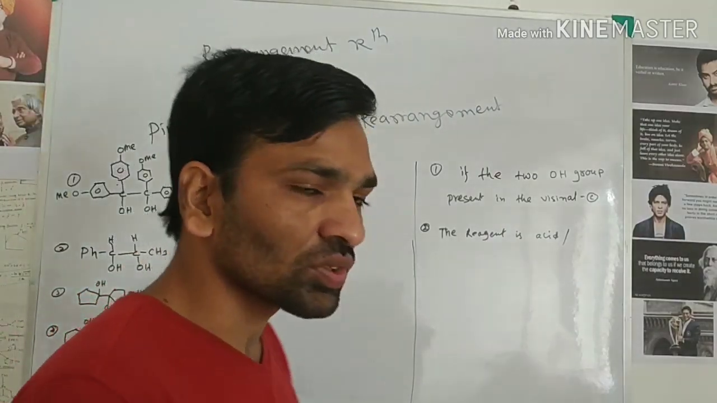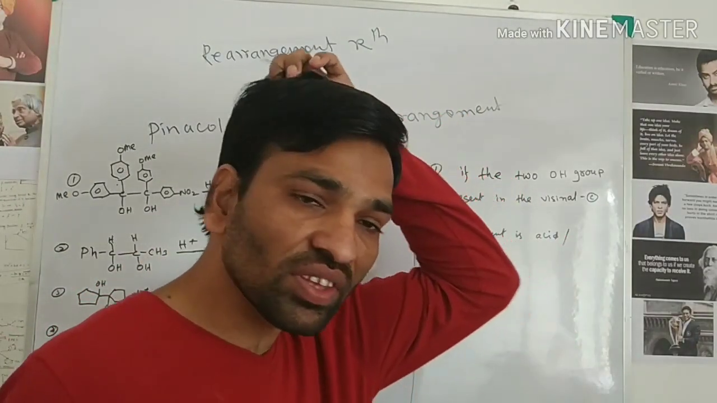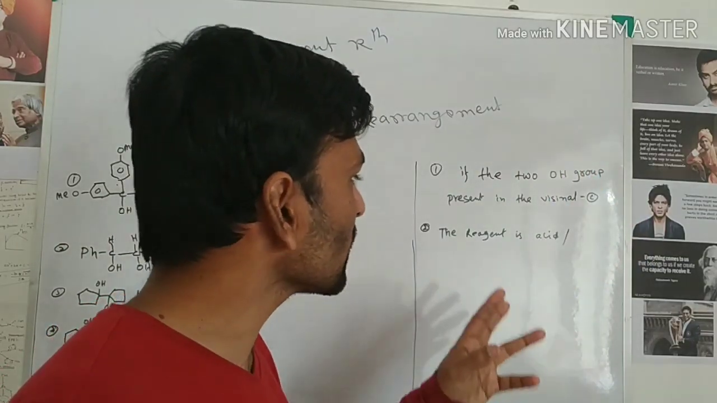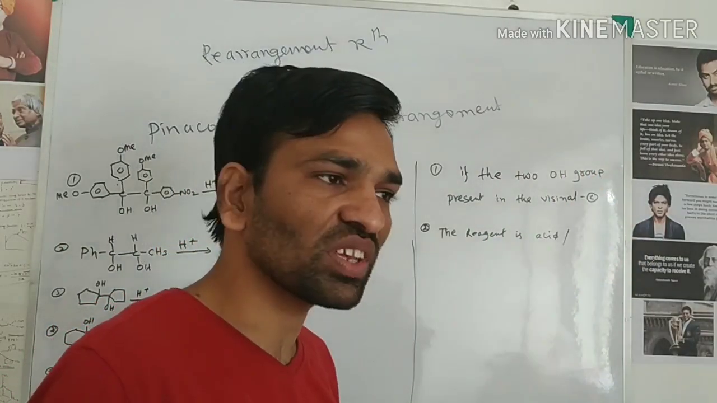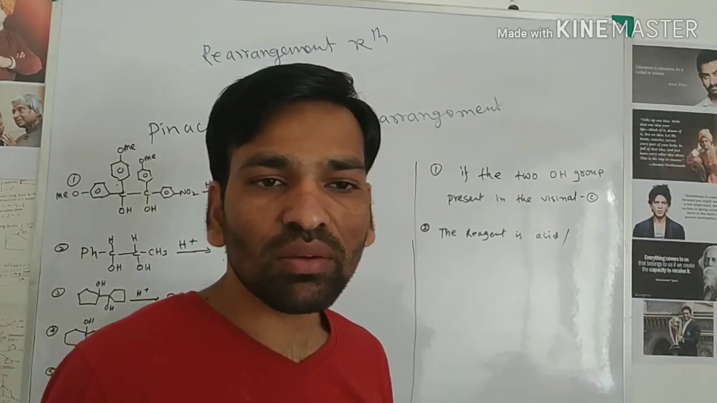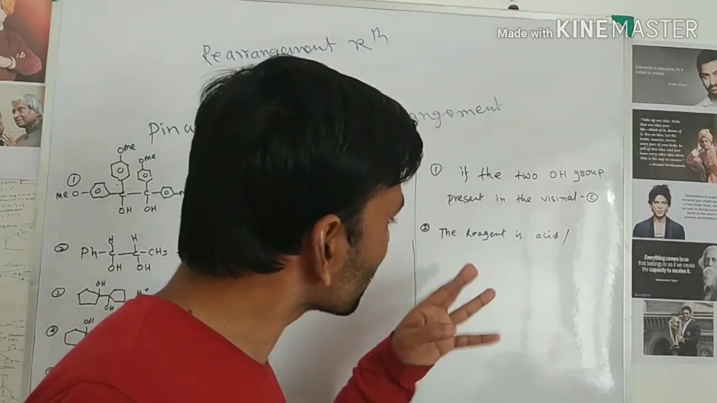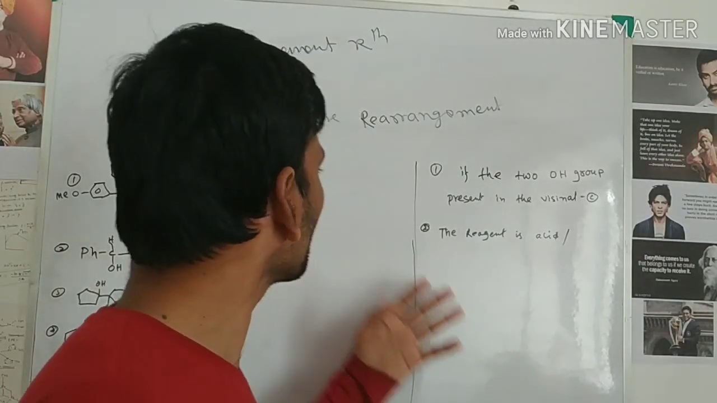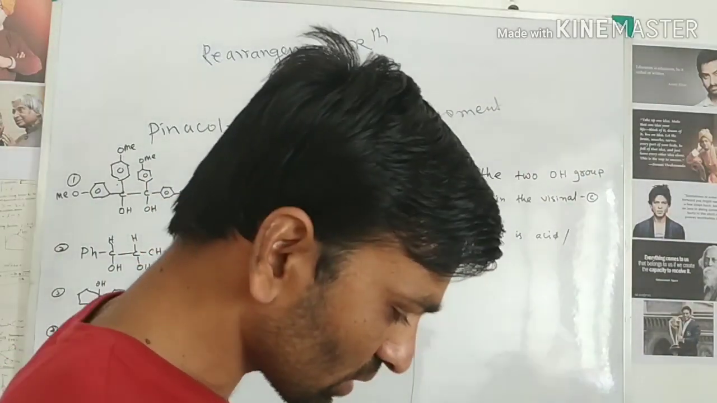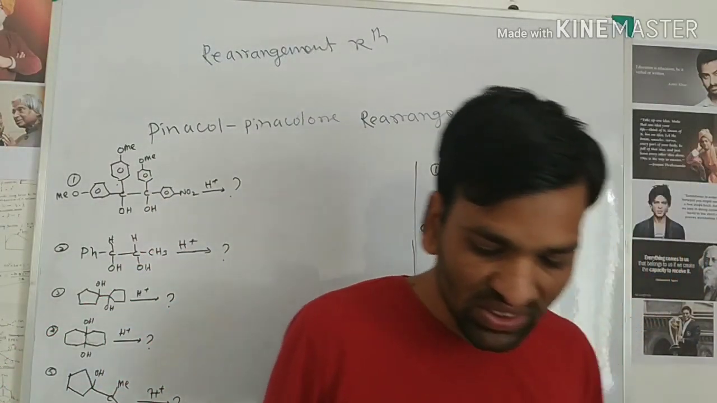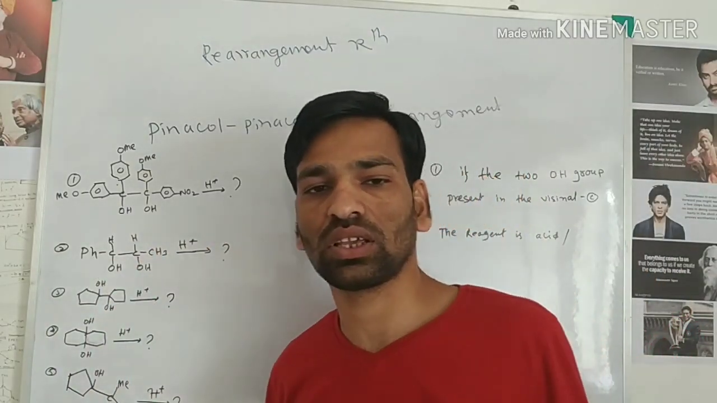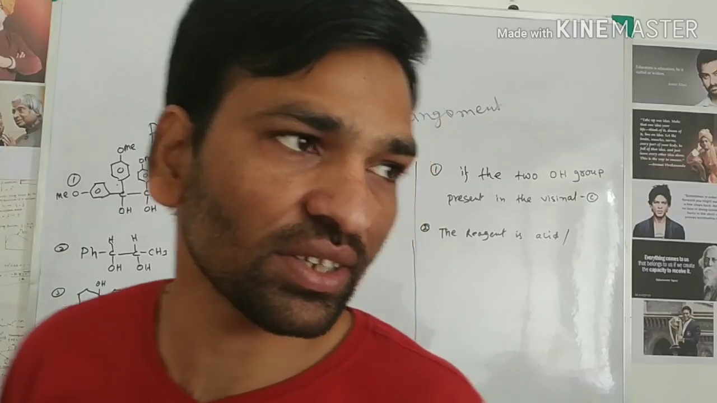Okay now, first of all I see whether the two OH groups are present on the vicinal carbon. If yes, then the reaction medium is acidic or base. If acidic, then you go to pinacol, pinacolone rearrangement. But one thing is more important: which group migrates?